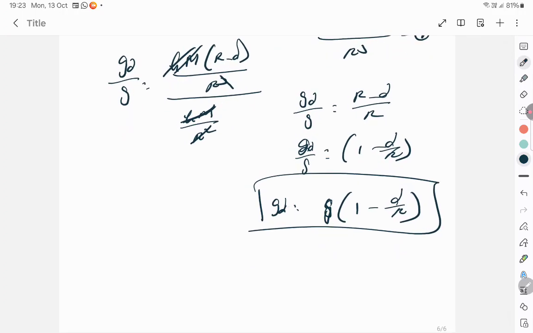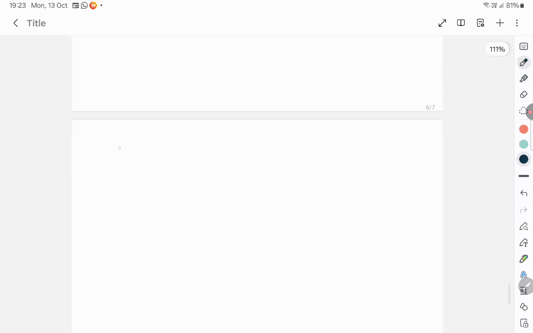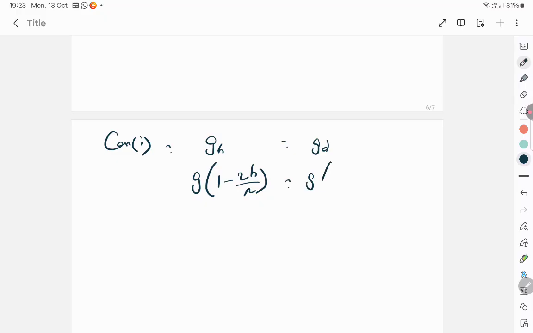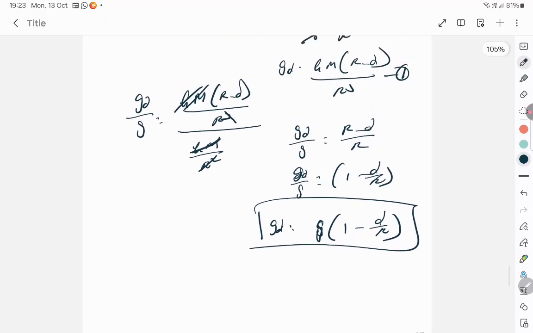I'll send you the video, just listen to it. Then now is a case study. There are 2 case studies. So case study number 1: gravity at a particular height can be equal to gravity at a particular depth. Gravity at a particular height formula is gravity on the surface into 1 minus 2h by R, and gravity at a particular depth is g into 1 minus d by R.